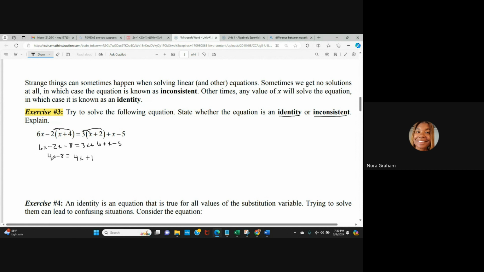I notice that if I subtract 4x from both sides, those are going to cancel out. Okay. I'm just showing you each and every step, so in case you guys get lost or anything like that, subtract that. So then I'm left with negative 8 equals 1.